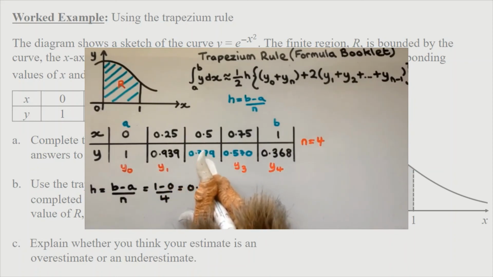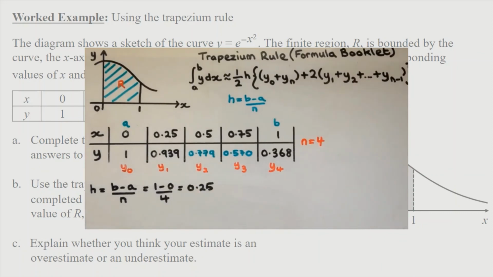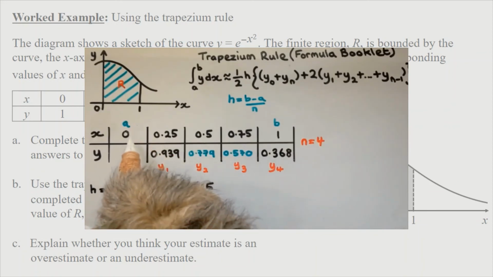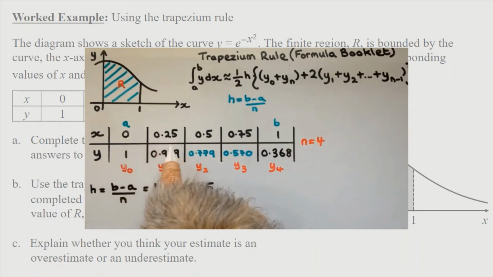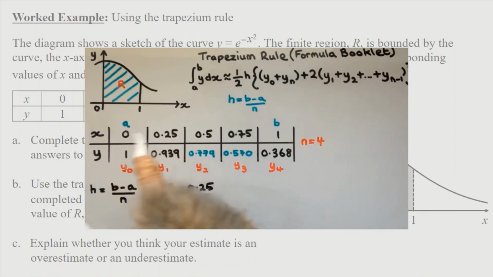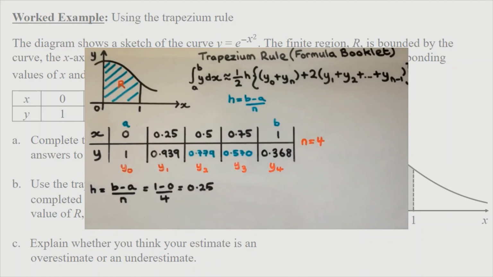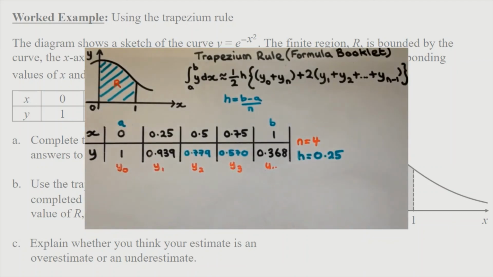And I've already said you can work this out from the table, because remember when we derived this, your second x value is a plus h. Well, to get from 0 to 0.25, you must be adding h, so hence h is 0.25. Anyway, it doesn't matter, it's just pretty easy in this case. So now I've got my h as 0.25, I've just added that to my list of values that I need.